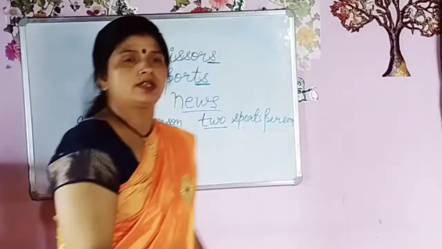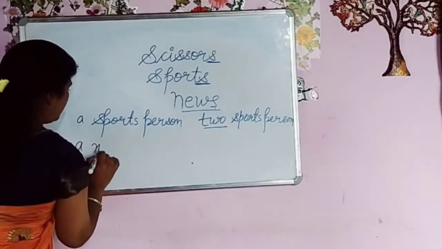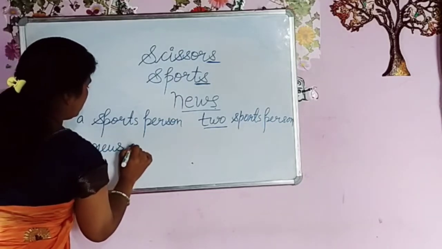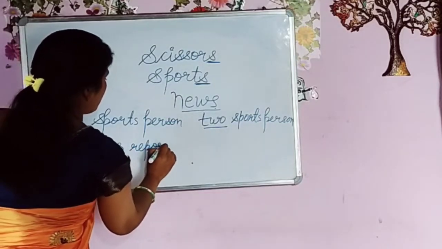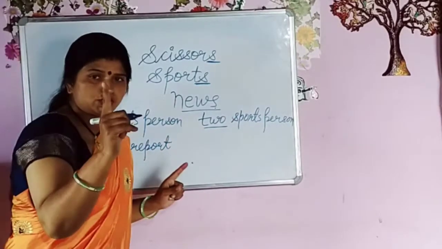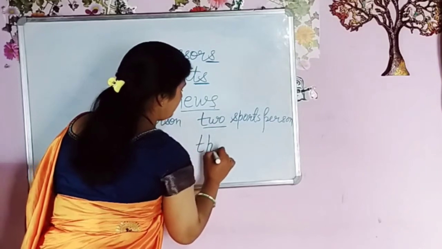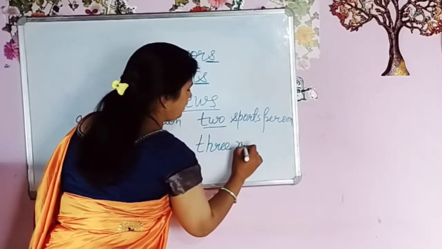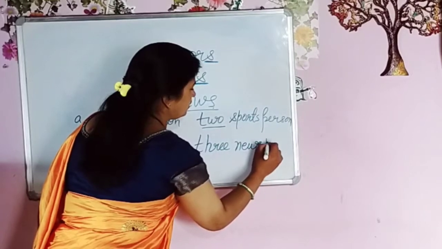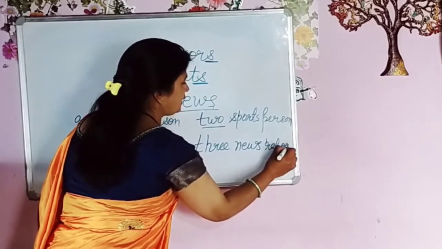Similarly, we used to say that a news report. A news report. It means we are talking about only one news report. S लगा है news में, but we are talking about only one news report. Okay. When we are talking about more, then we used to write two news report or 3 news report. Okay. We used to write like this.